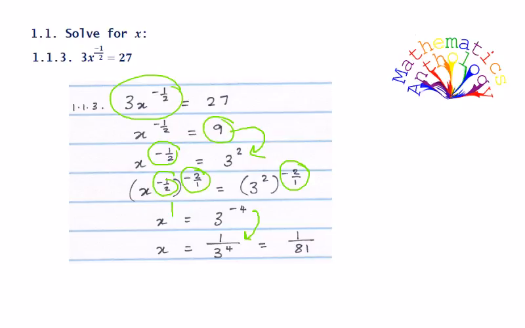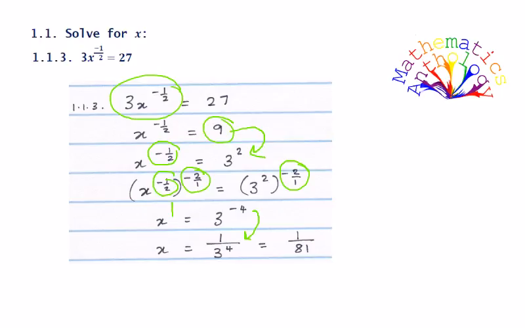It's 3 times x to the power negative half. The opposite of multiplication is division, so we're going to divide both sides by 3. We'll end up with x to the power negative half on the left hand side, and 27 divided by 3 is 9 on the right hand side. Now 9 can be written as an exponent of 3 to the power 2. And you have x to the power negative half is equal to 3 to the power 2 now.